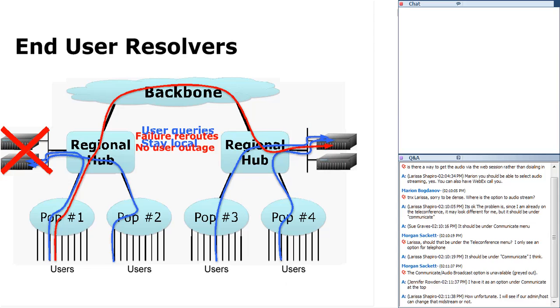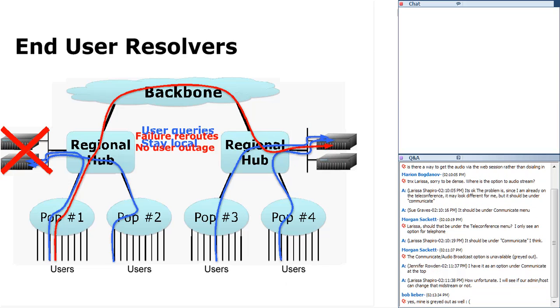So here we have an illustration of how this would work in a normal network. You have several users hanging from different POPs and connected to the internet through a backbone, could be your own or the internet at large. And you have two regional hubs of servers serving DNS normally.